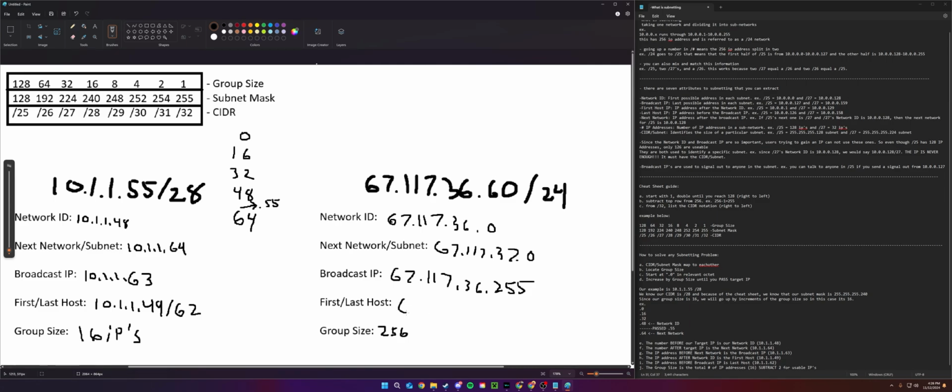Okay. And for our first and last host, those are the only two usable ones. So it'd be 67.117.36.1 and 67.117.36.254, because our first one is 1 and our last one's 254.